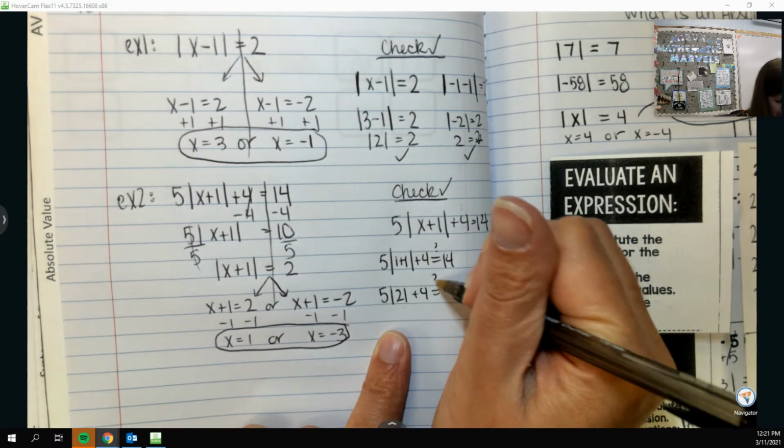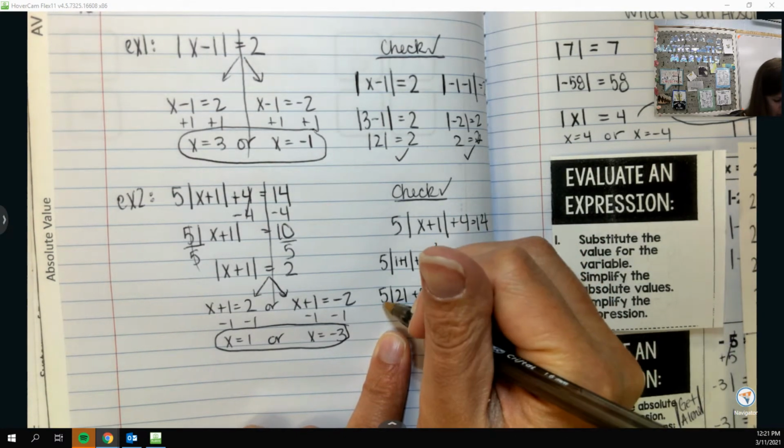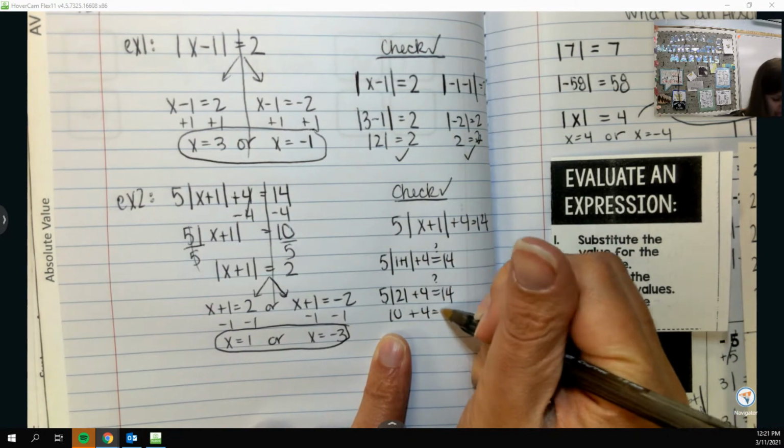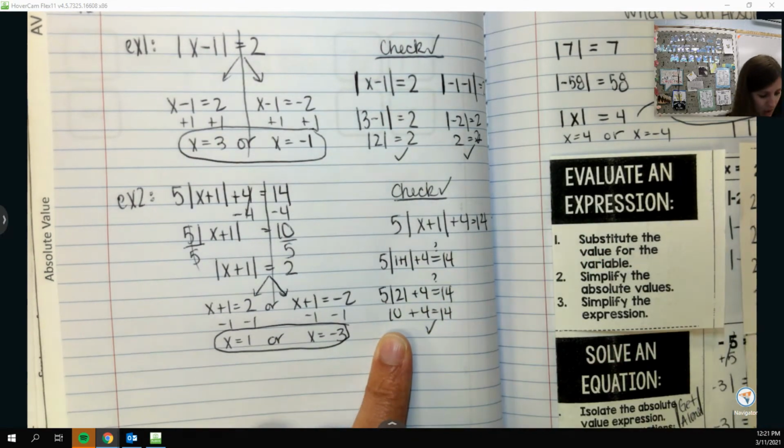And then the absolute value of 2 is 2. Smashed up against a 5 makes it 10, plus 4 is for sure 14, so that all works out.